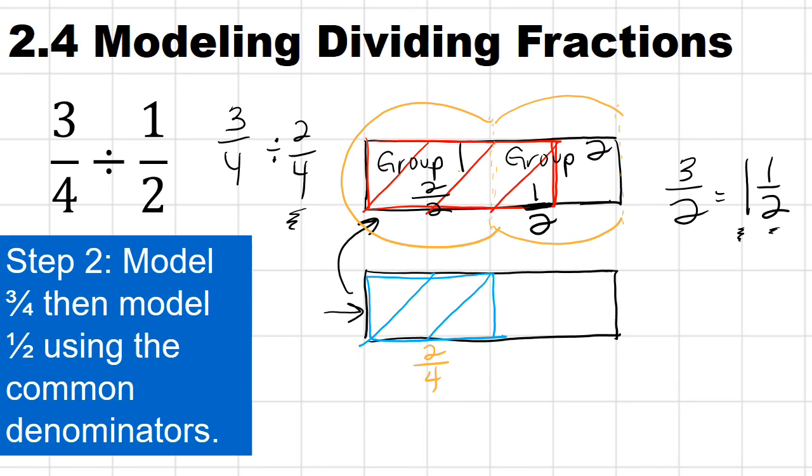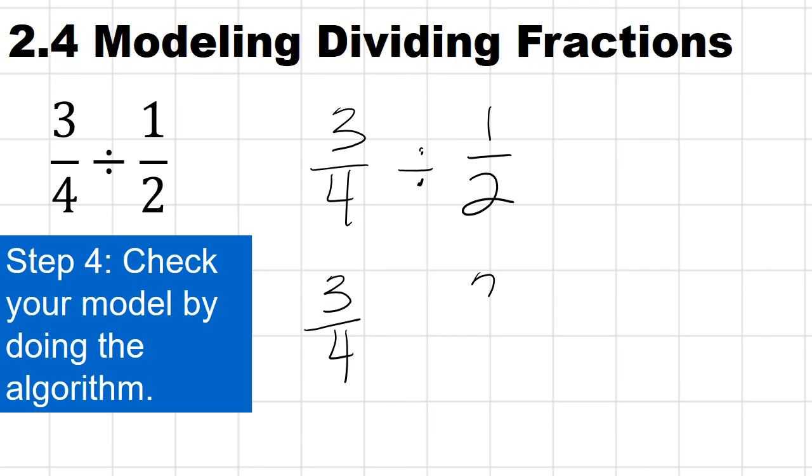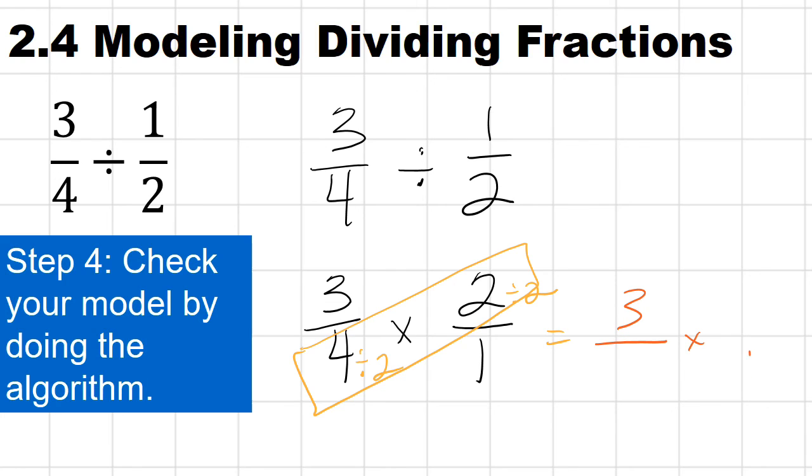And now we can go ahead and use our algorithm to see if our model actually works. So with our algorithm here, 3/4 divided by 1/2, what we do is we keep our first fraction, we flip our second fraction, and then we multiply. So when we do this, we can cross simplify. We always want to practice that. So we can divide by 2 to simplify. And that will equal, after we rewrite both fractions, 4 divided by 2 is 2. 2 divided by 2 is 1. So our answer is 3/2 or 1 1/2.